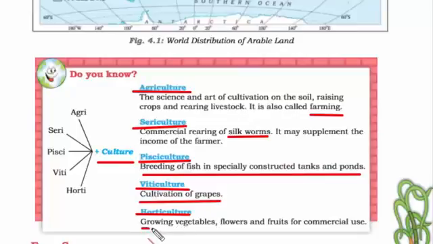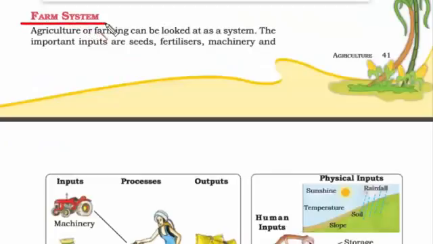So horticulture is about growing vegetables, flowers and fruit for commercial use. So now we are going to read about the farm system. Agriculture or farming is like a system. When we say system, it means it has inputs, it has outputs, it has processes, it has a cycle. So this is the meaning of system.